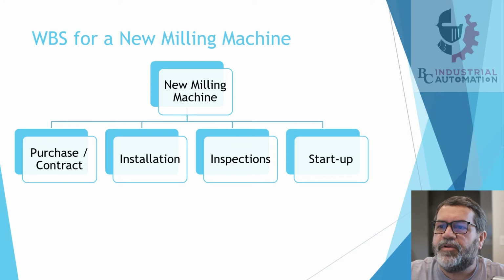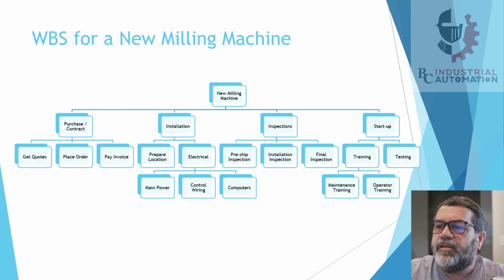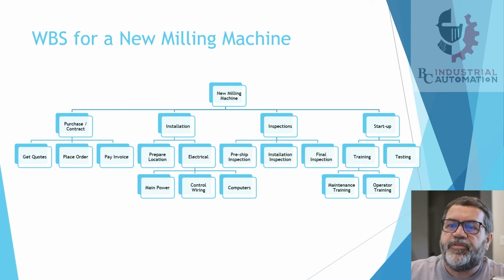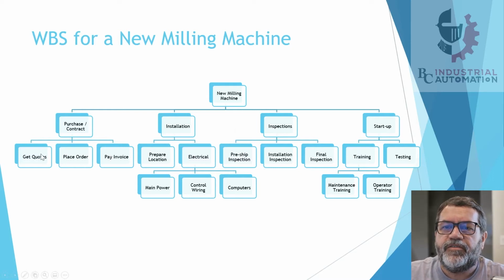Okay, I have the start of my hierarchy, and now I've got more items in it. So under purchase contract, I've got some things like getting quotes, we have to place an order, eventually we'll have to pay some invoices. Over here in inspections, we've got a pre-shipment inspection, so at some point someone has to go to the factory and inspect that mill and make sure it's what we intended to buy. There needs to be installation inspections and of course final inspections. And then startup here has got some training and testing.